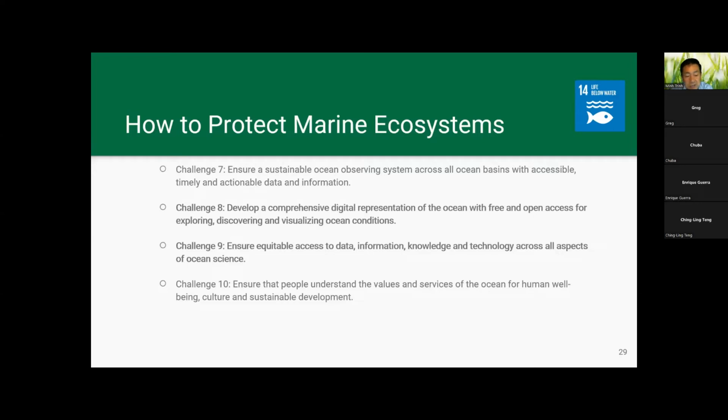Challenge number 8 is very interesting for AI experts. Develop a comprehensive digital representation of the ocean with free open access for exploring, discovering, and visualizing ocean conditions, right? So you want to be able to digitally represent the ocean, so you can monitor all the flows and what's going on in there. And ensuring equitable access to data, information, knowledge, and technology, right? So that anyone who wants to do research in that area could do it and have the tools, data, and resources.